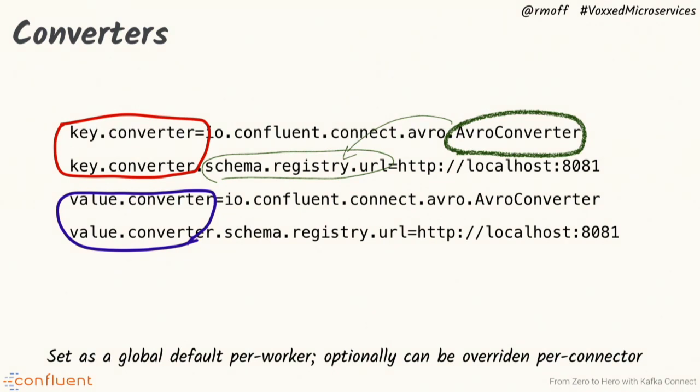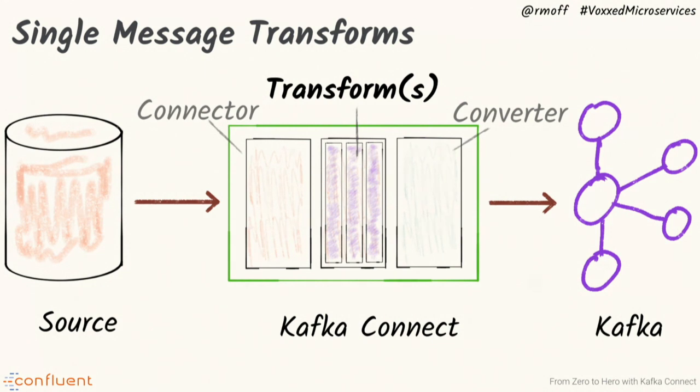So, connectors: the technology-specific bit which pulls in the data from the specific source system or pushes it down to the specific target system. Converters take our generic message from that connector and serialize it into Kafka, or on the sink side of things, take the bytes out of Kafka and deserialize them into a generic Connect record. There's a third bit in the middle, transforms.